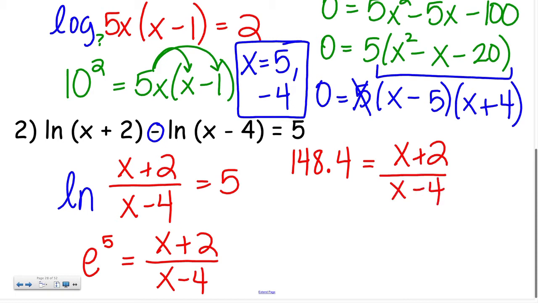Now, I want to get this x minus 4 out of the bottom. Got to get it to the top anyway so I can solve. So I'm going to get it out of the bottom by multiplying both sides by x minus 4. So that's going to cancel. Then with this other side, this over here, I'm going to have to distribute.